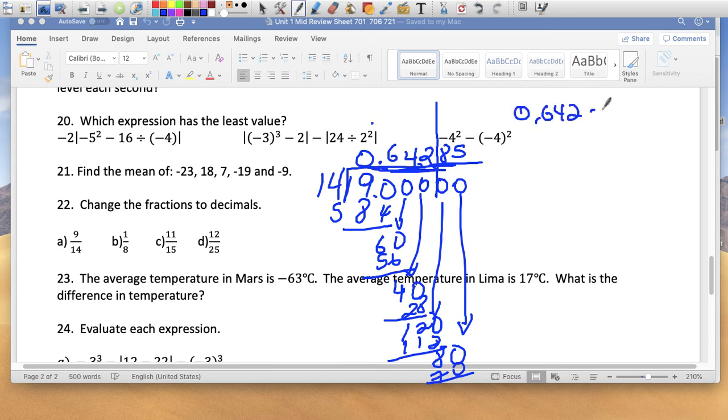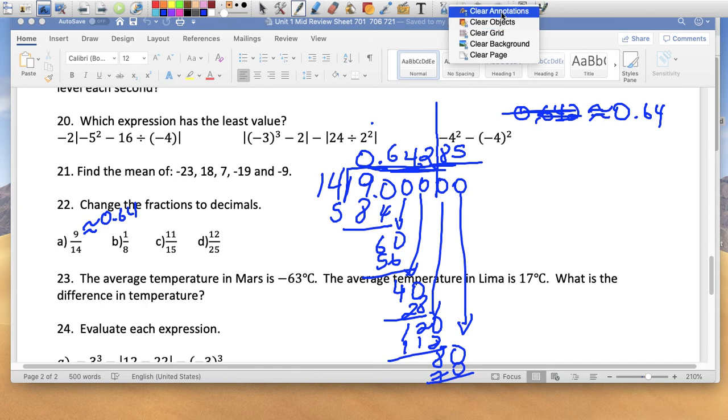0.642 rounded to the nearest hundredth is just 0.64. Okay, and this is not equal, but sorry, the answer to this one would be approximately 0.64. Nothing repeats. Nothing that I found repeating because I didn't go too far.